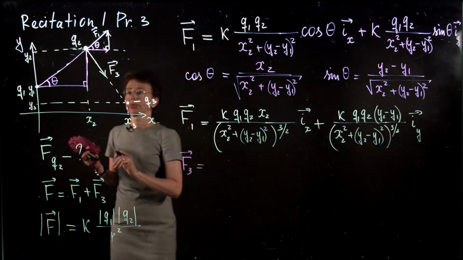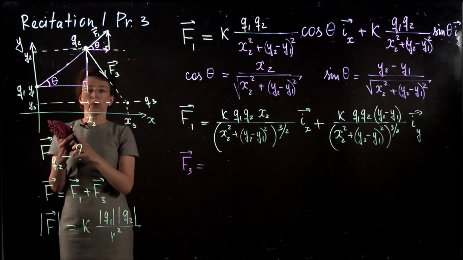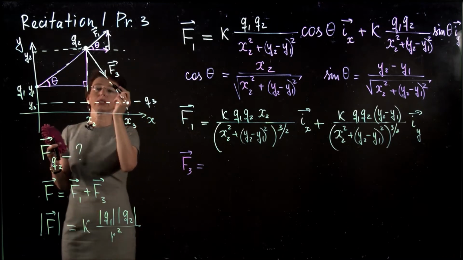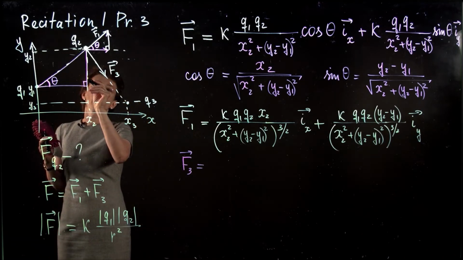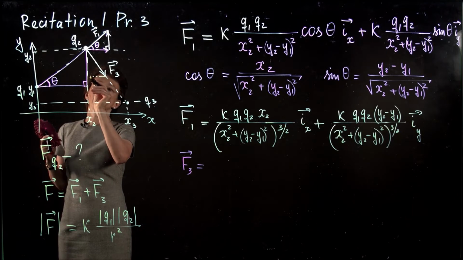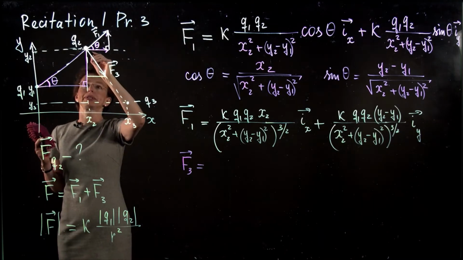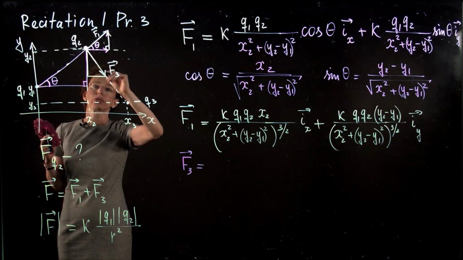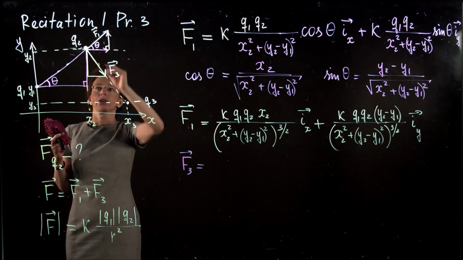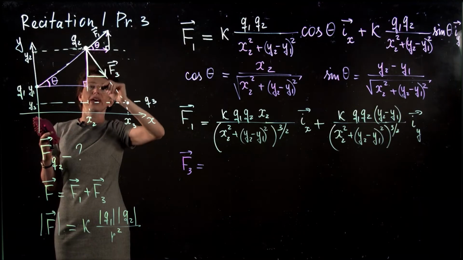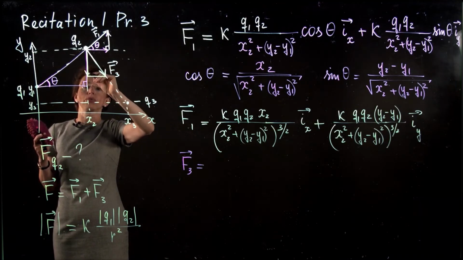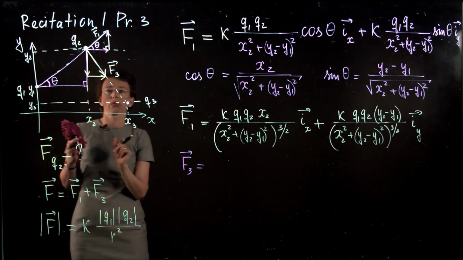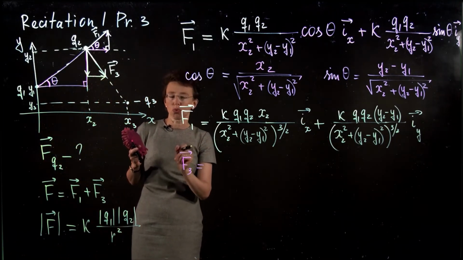F3 is this force. I need to write F3 in terms of components. To do that, I will draw a line perpendicular to y, for example. This is my triangle that I will use to find components of F3. This vector is the vector sum of these vectors and this vector. So we have the x component of F3 positive.